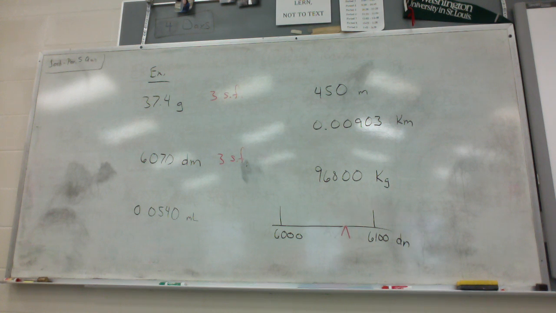So let's say you have 6070 on your calculator. But because of all the rules that you're going to learn next week, you have to write your answer to 4 significant figures. So somehow I have to write 6070 to 4 significant figures. That currently has 3. How can I make that number have 4 significant figures?